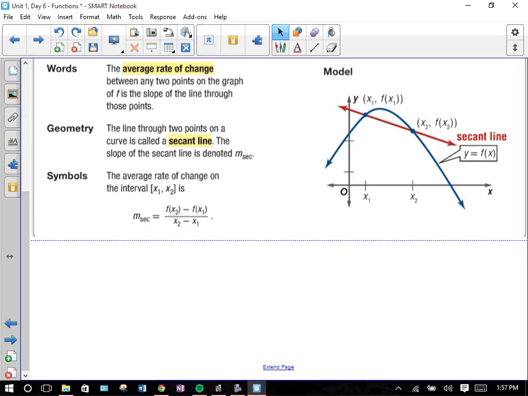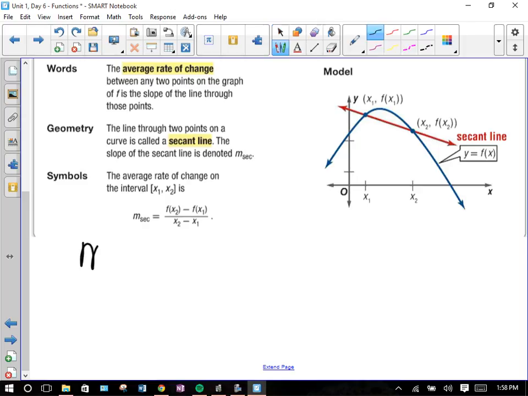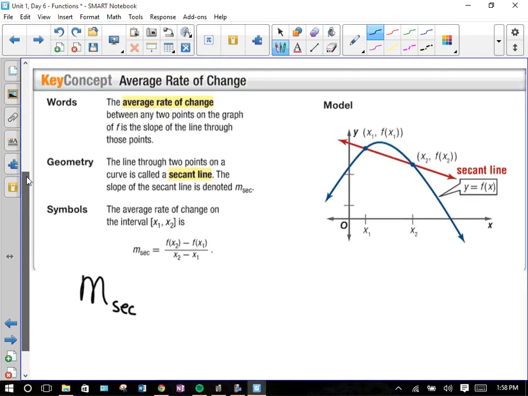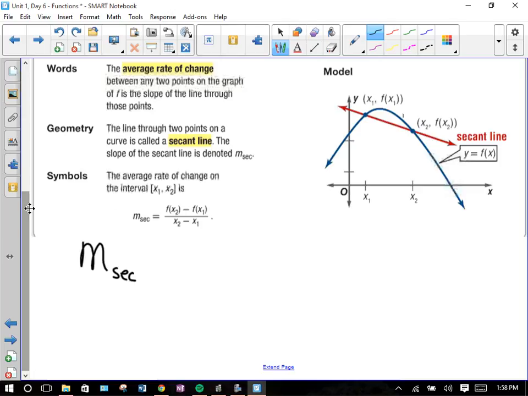This right here says the slope of the secant line. Like I said, you don't even need to write all this, this is all in the book. So, first of all, guys, the slope of the secant line is also going to be our average rate of change.